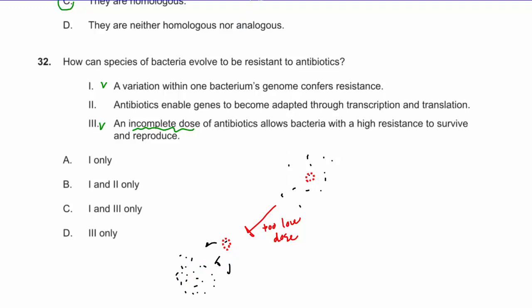But if you used a very strong, high dose, maybe there was no bacteria that survived at all, and then even though there was a potential in this bacteria, if it died because the dose was just too high, it's okay. So to get evolution of antibiotic resistance, you need both 1 and 2, 1 and 3, meaning C.